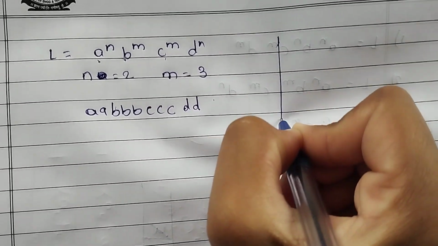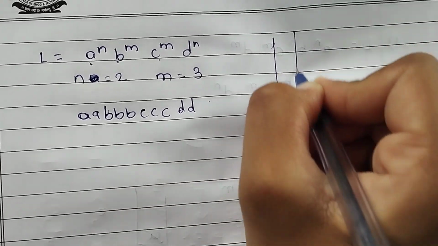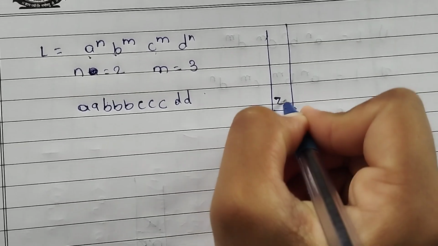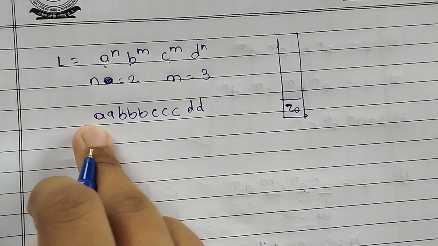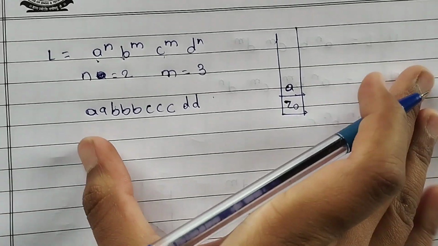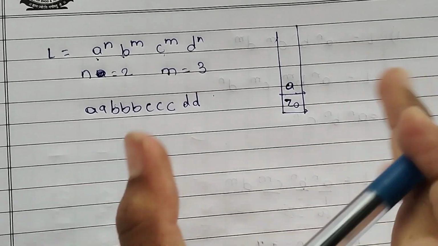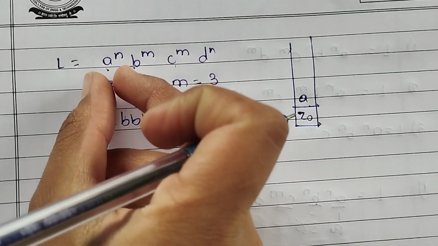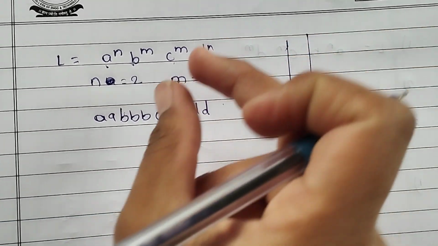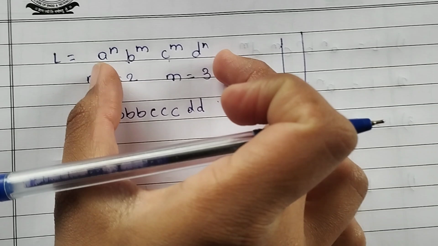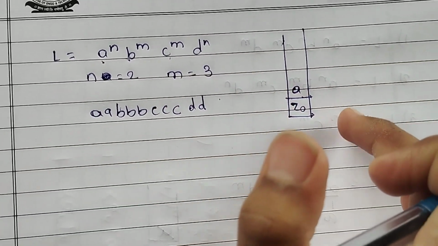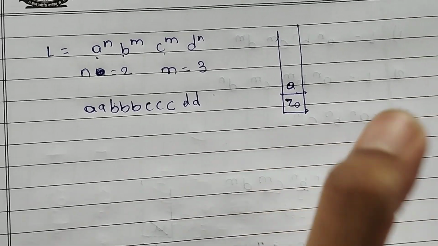Now we draw the stack. In this stack, initially Z0 is present. Now we read A, so push the A. Basically, I hope you now build your logic: if n number of one symbol and n number of a second symbol are present, then you pop the symbols for each other. Now we see it in the example and build the logic clearly.